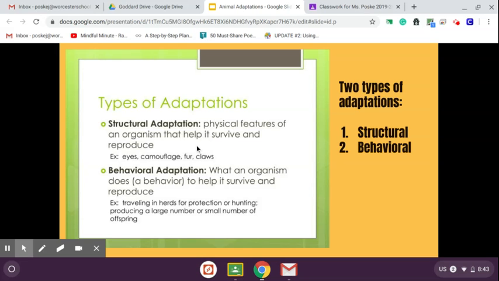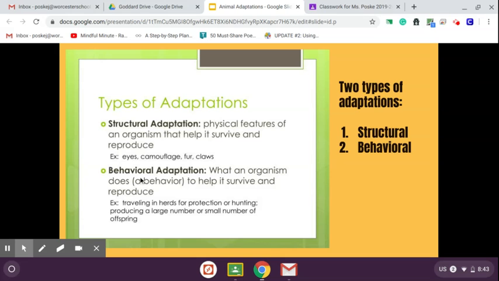So, physical features means like what's on your body. Okay, physically on your body, like your eyes, or animals like in the video have camouflage where they blend in to the surroundings. Okay, they may be an all green animal and then they'll blend in into a rainforest so predators won't be able to see them because they're camouflaged. That's a type of adaptation. Fur and claws are physical features, what you can see on their body.